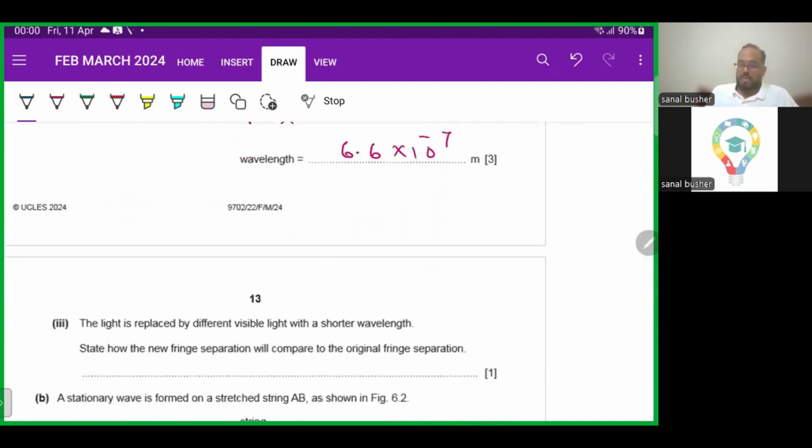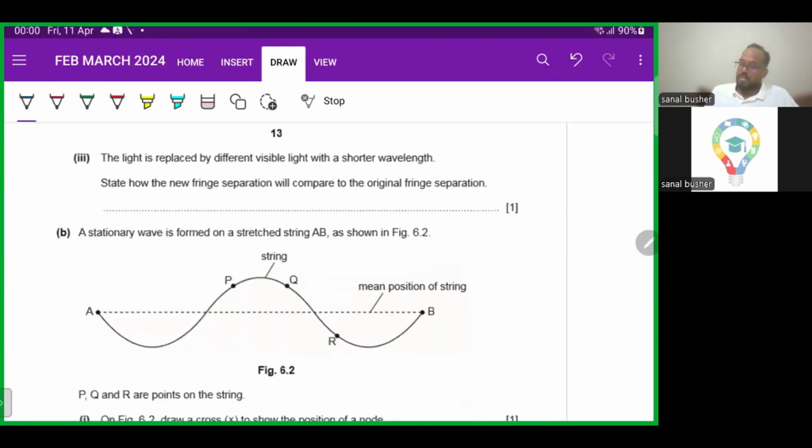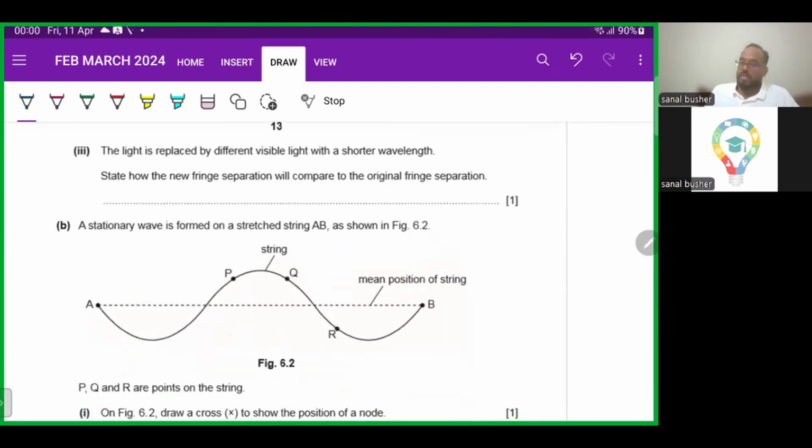Okay, statement only. So what can you write? State only. If it is a 2 mark question and they're asking for a reason, you write, since lambda is directly proportional to the fringe separation, it will decrease. Now you can state only. So the new fringe separation will be smaller.